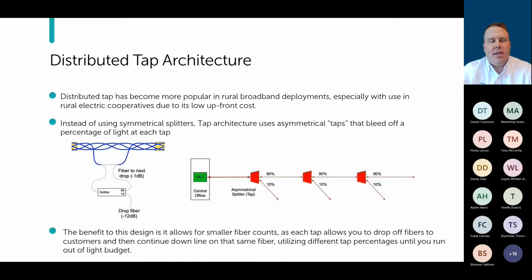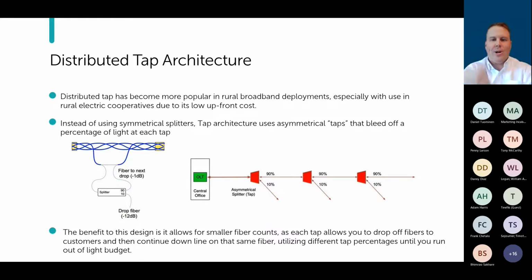Lastly, we have what's called the distributed tap architecture. This is becoming a lot more popular in fiber to the home deployments in rural areas, especially among electric cooperatives, because this has the lowest upfront costs when we're talking about material, splicing, things like that. This is one of, if not the lowest cost ways from an initial cost standpoint to deploy fiber to the home.